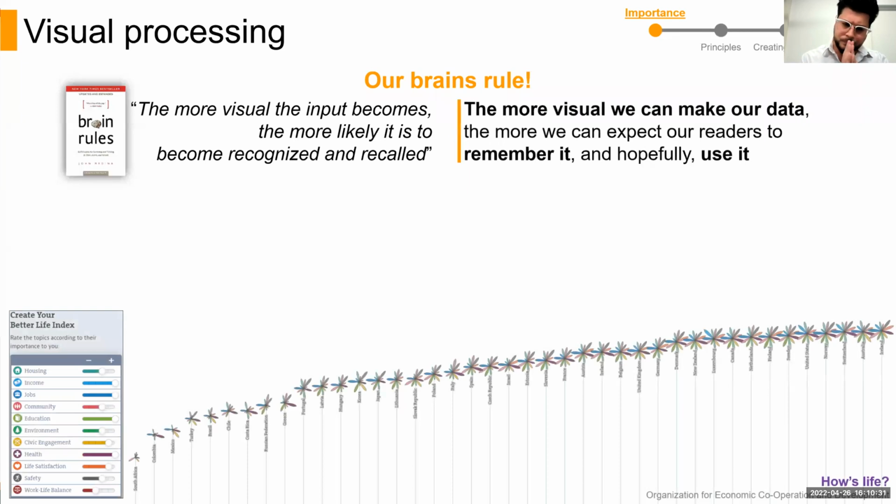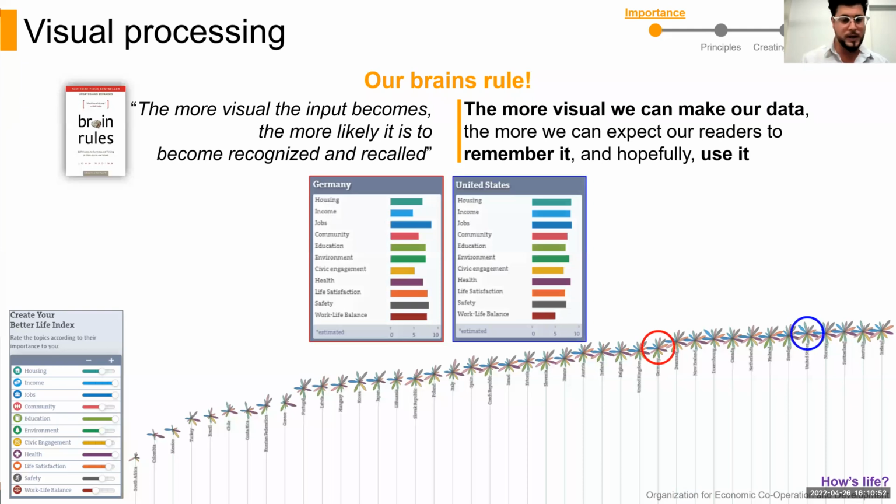For example, this graphic from an interactive visualization from the OECD enables users to explore the different metrics and definitions of what it means to have a better life. A more standard chart type, like a bar chart, might enable easier comparisons, but would it be as much fun as this? Here, we can also compare specific countries, such as where you are, the United States, and where I am right now, Germany, and their metrics.